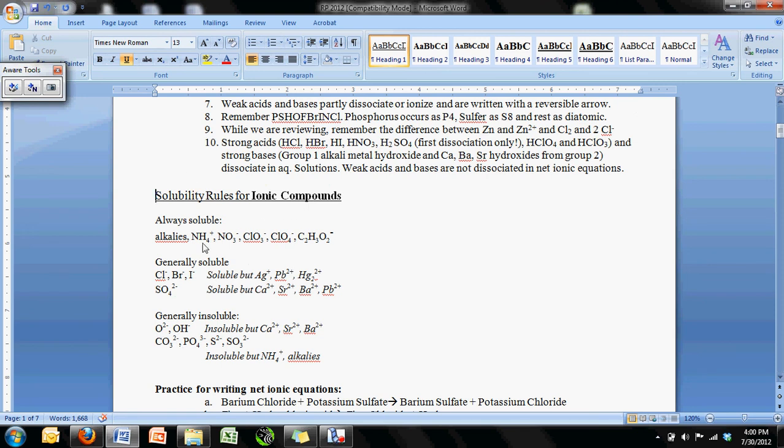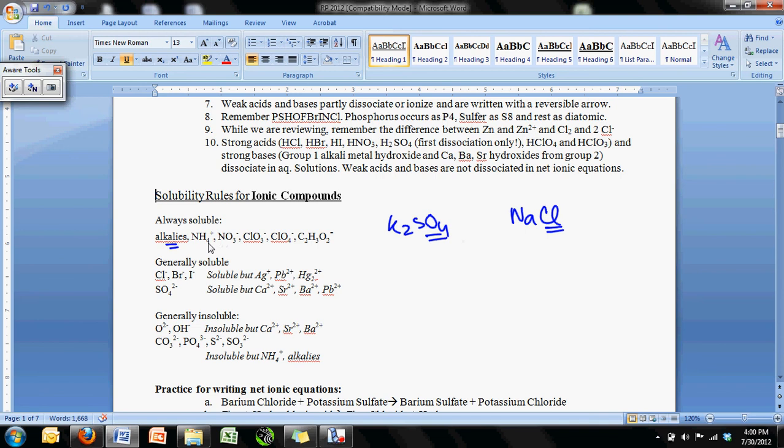Solubility rules dictate that these things are always soluble, meaning any ionic compound that has an alkali cation, like first group cation, K2SO4, NaCl. Irrespective of what anion this K and Na are bound to, they'll always be soluble. So the moment you see K+ or Na+ in a compound, you know it's soluble.